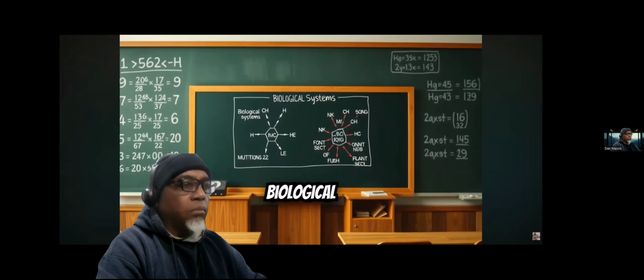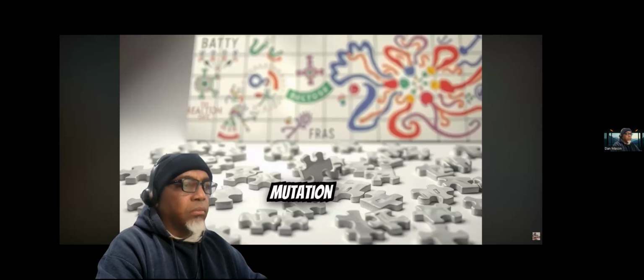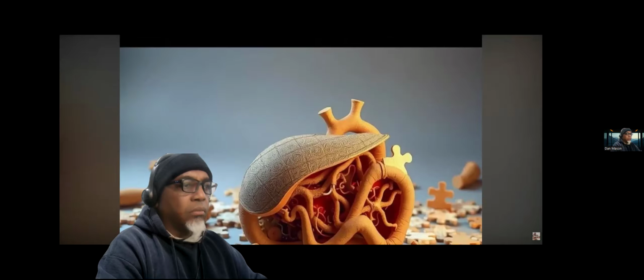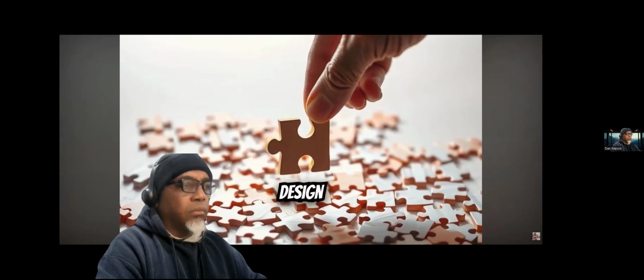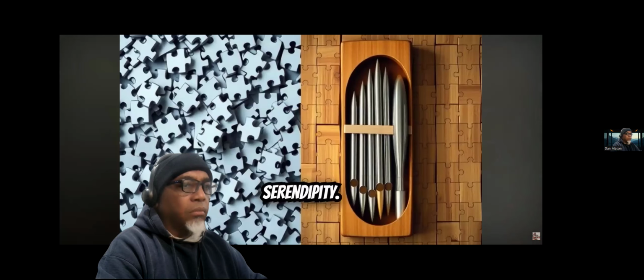Biological systems need a lot more than 10 adjustments to work. Random mutation doesn't have the creative power that people think it does. Selection can keep improvements, but it can't come up with them in the first place. Design biology acknowledges these constraints and ascribes invention to intelligence rather than serendipity.